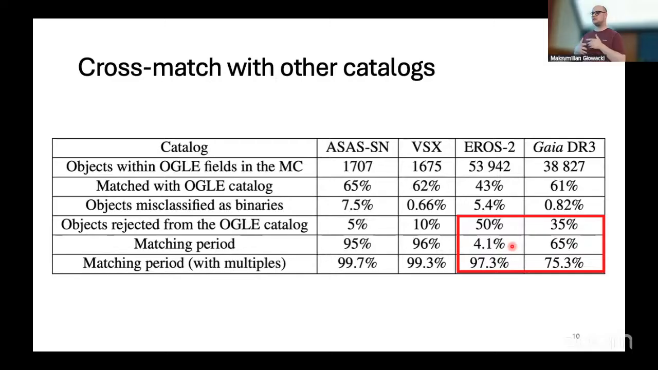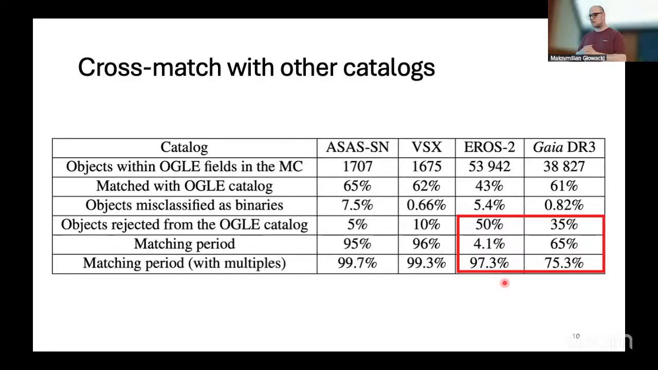the period that is found may actually be half of the orbital period. So after including other harmonics, we successfully found the matching period for 97.3% of sources.